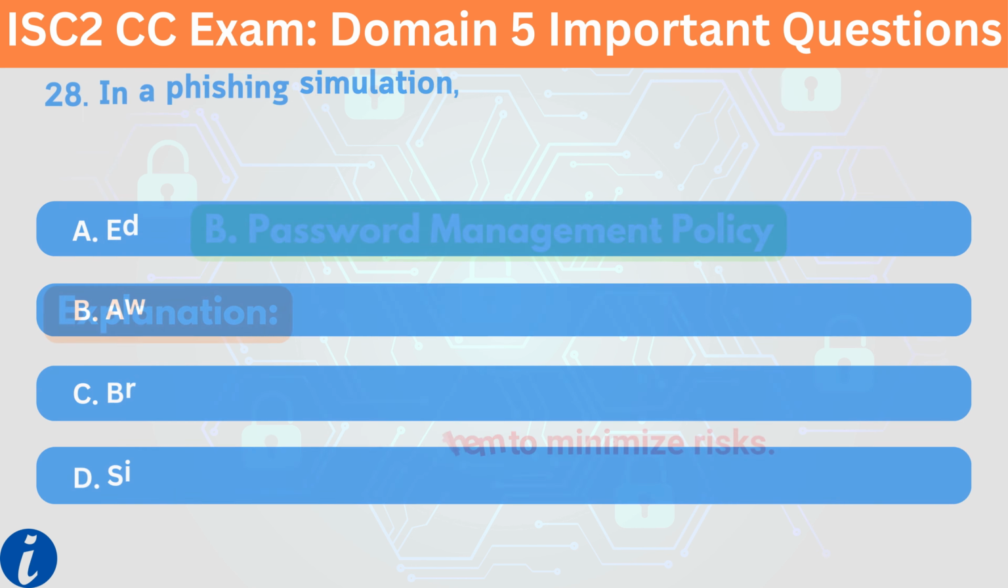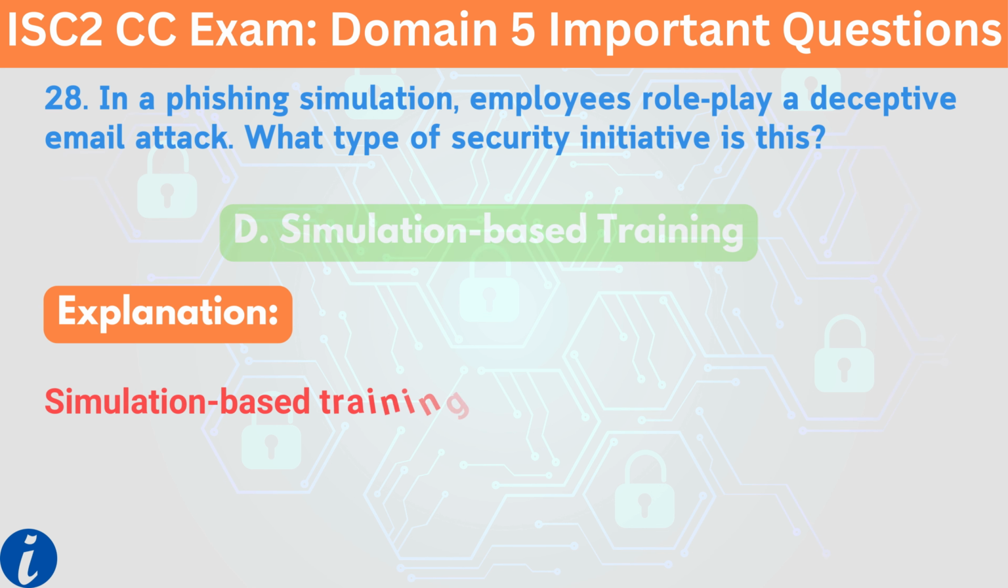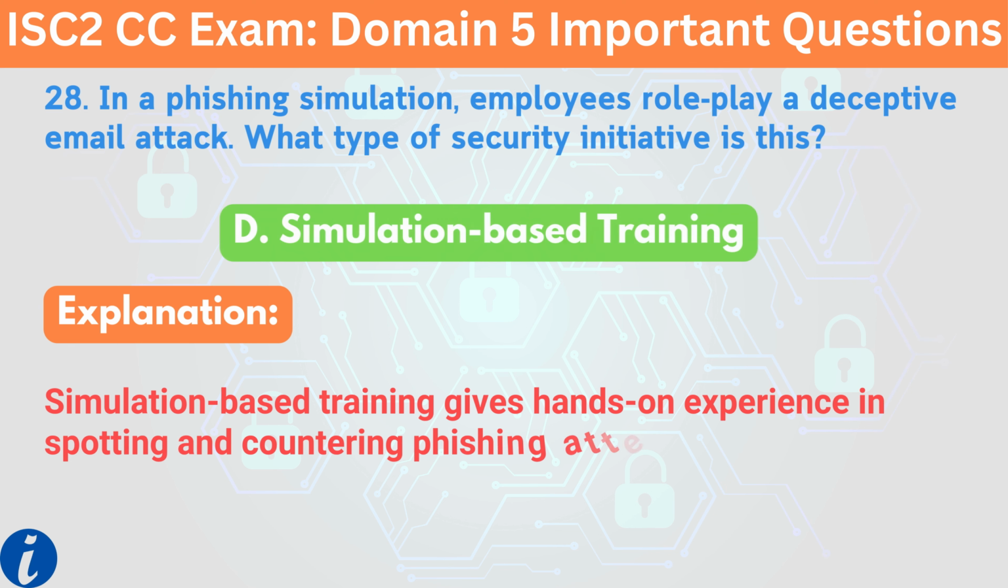28. In a phishing simulation, employees role-play a deceptive email attack. What type of security initiative is this? A. Education. B. Awareness. C. Briefing. D. Simulation-based training. The correct answer is D. Simulation-based training. Explanation. Simulation-based training gives hands-on experience in spotting and countering phishing attempts.